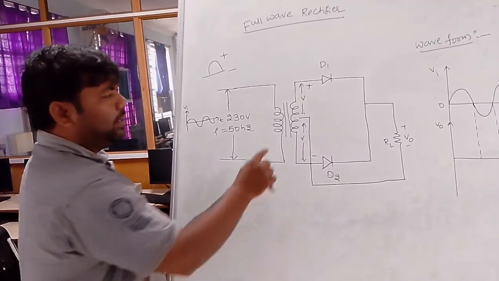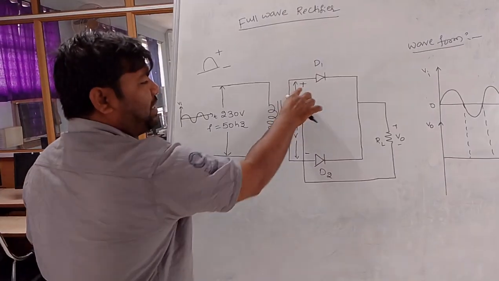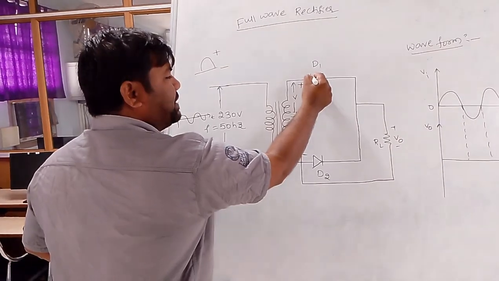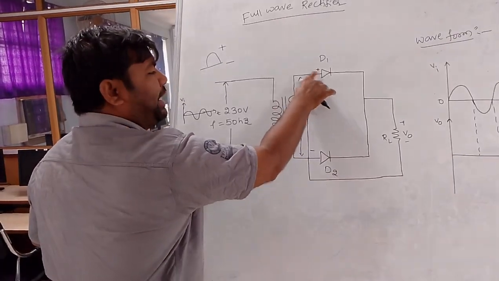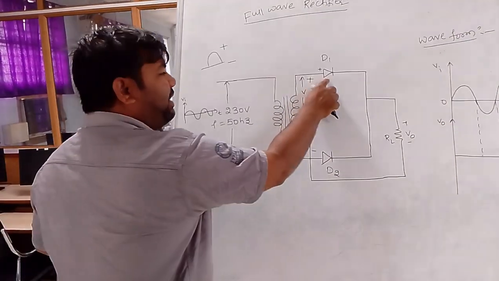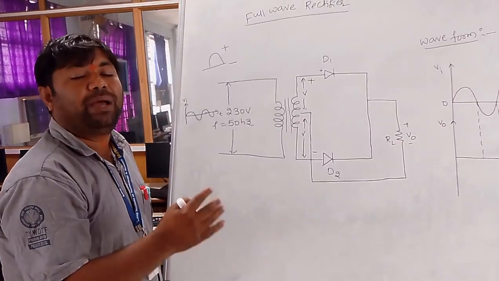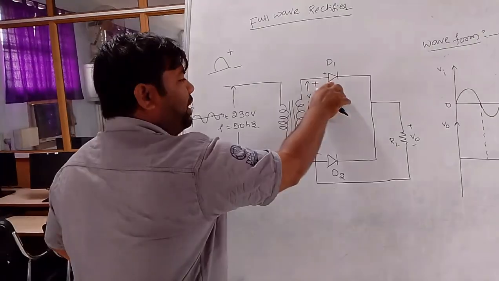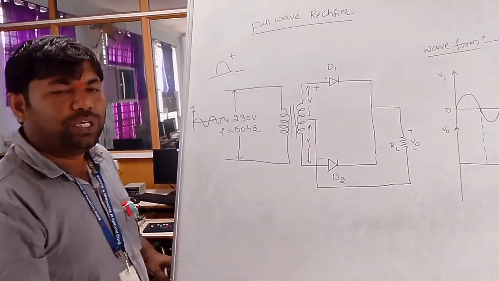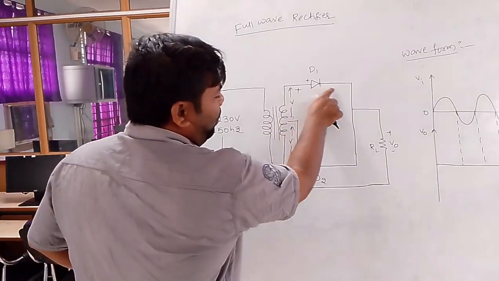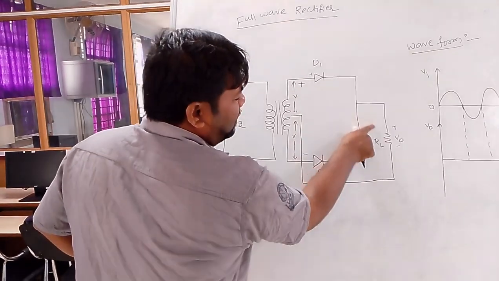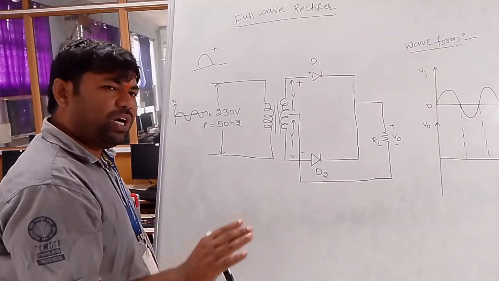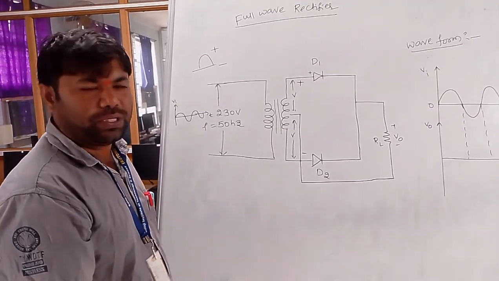Now you can observe the secondary of the input polarity is positive. The polarity of diode D1 is positive. That means the polarity is the same. So this diode D1 will act as a forward bias condition. Forward bias means diode D1 acts as a short circuit. So through the diode, through resistor RL, we are getting the output. That means during the positive half of the cycle we are getting the output.